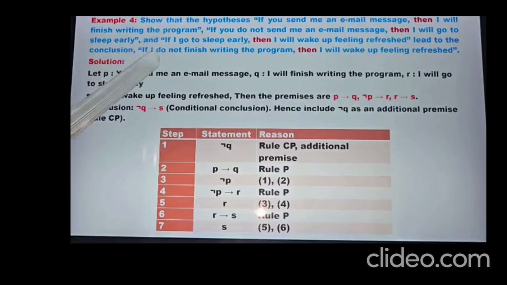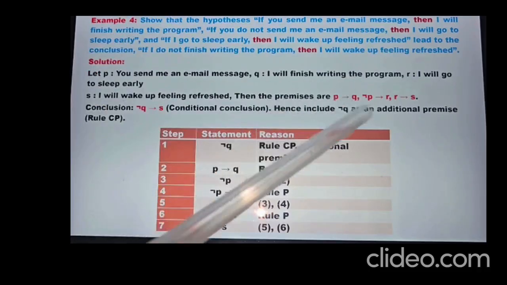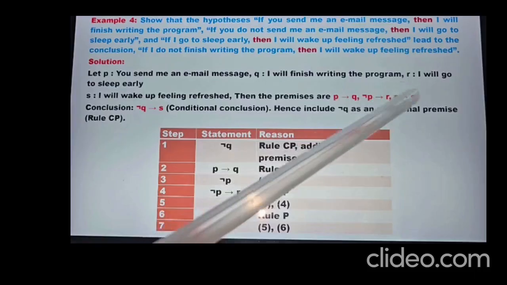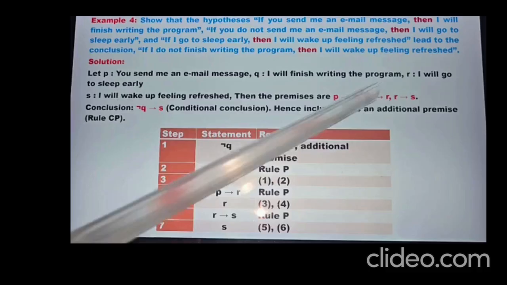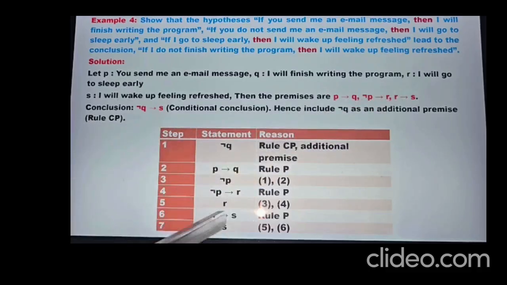In this case, if the conclusion is conditional, you take the condition as one of the premises, that is an additional premise, and finally you prove the conclusion is true. That means when I convert into symbolic form, I get P to Q, negation P to R, R to S. That leads to the conclusion negation Q to S. That means you take negation Q as an additional premise and finally you get the conclusion S is true.